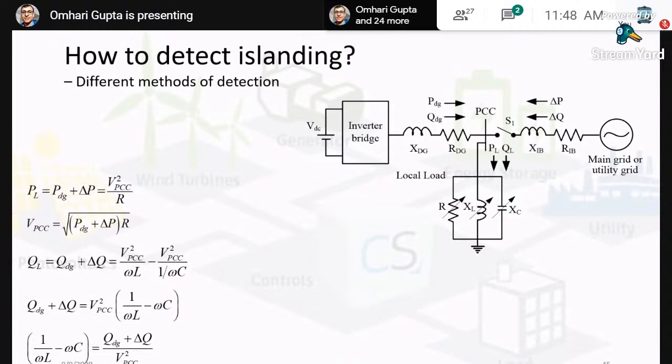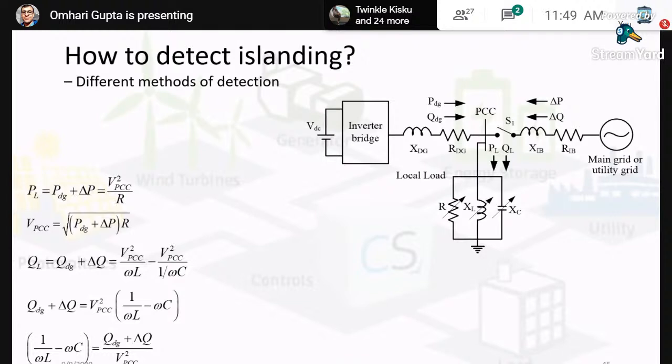You can see that QL will be equal to QDG plus delta Q. If you write this in terms of the reactive elements, you can write V square PCC upon XL minus XC, where XL will become omega L and XC will become 1 upon omega C. That is quite simple. So this minus this will give you the reactive power consumed by the load. Out of this, you can relate omega to this delta Q.